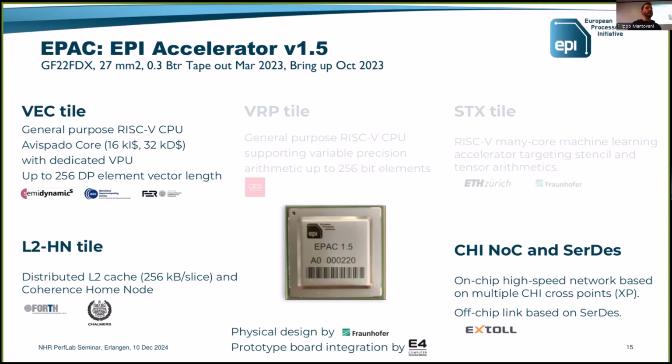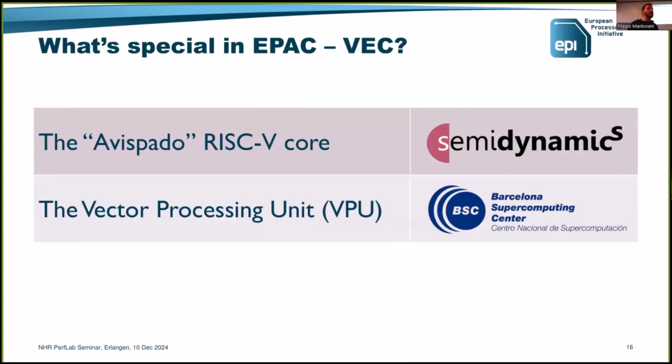Now, for today, we're going to see the details of one of the 3 RISC-V accelerators, that is the VEC-tile. It's the one in which we have the strongest participation of BSC, in the development of the vector processing unit, VPU. Good. What's special in the EPAC? EPAC is the name of the test chip. VEC is the name of one of the 3 accelerators.